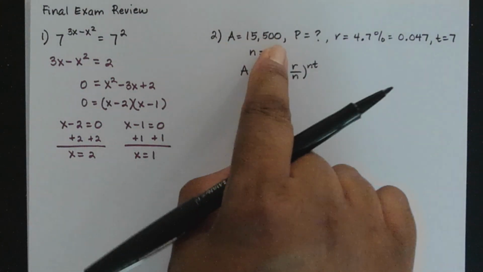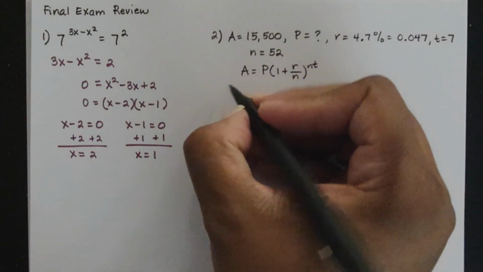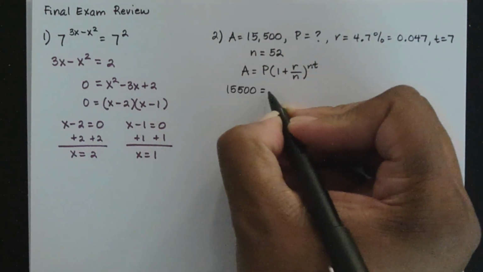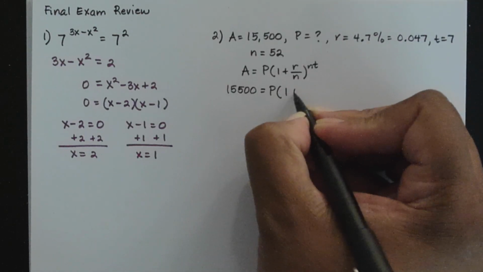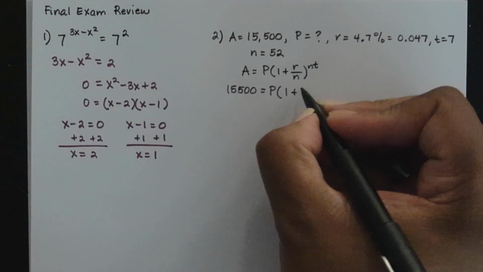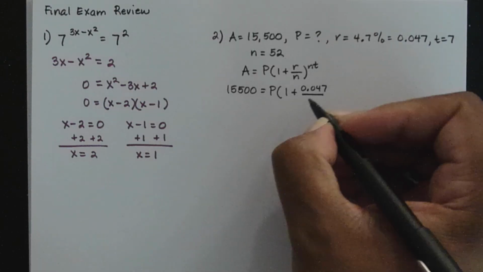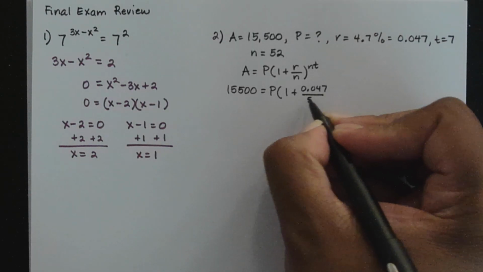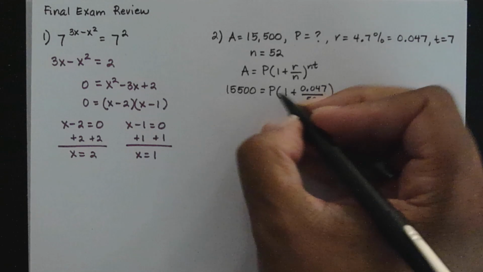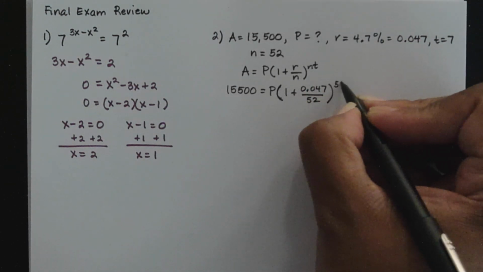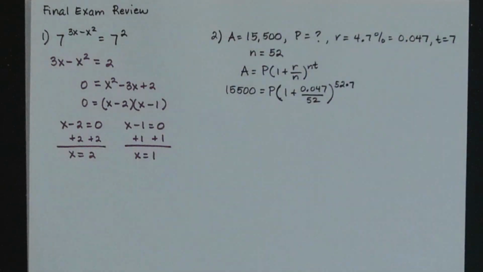And our amount is $15,500, so we'll replace the A with 15,500. That's equal to P times 1 plus the R, that's going to be 0.047, divided by N, which is 52, and that's going to be raised to the N times T. N, of course, is 52, and T is 7.